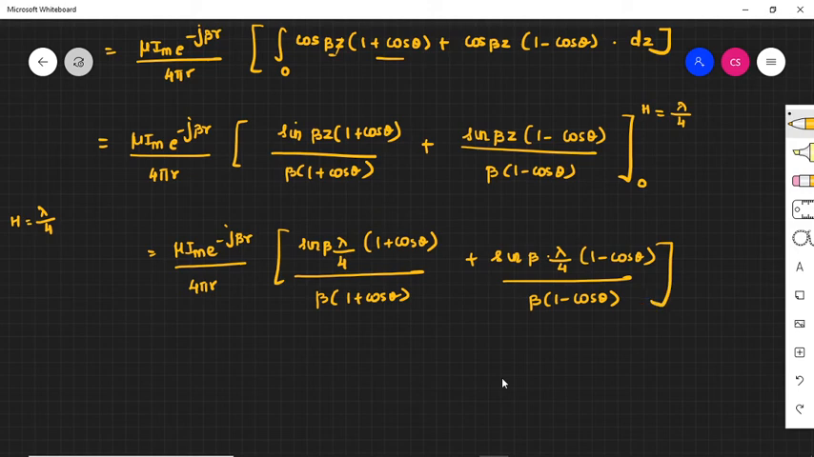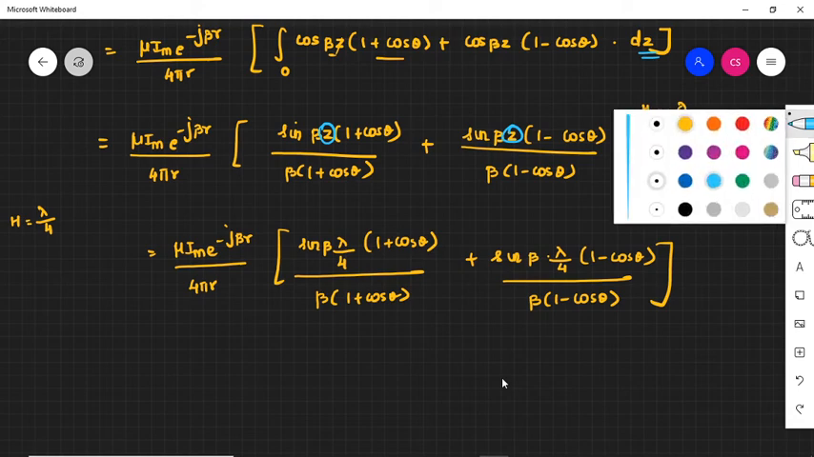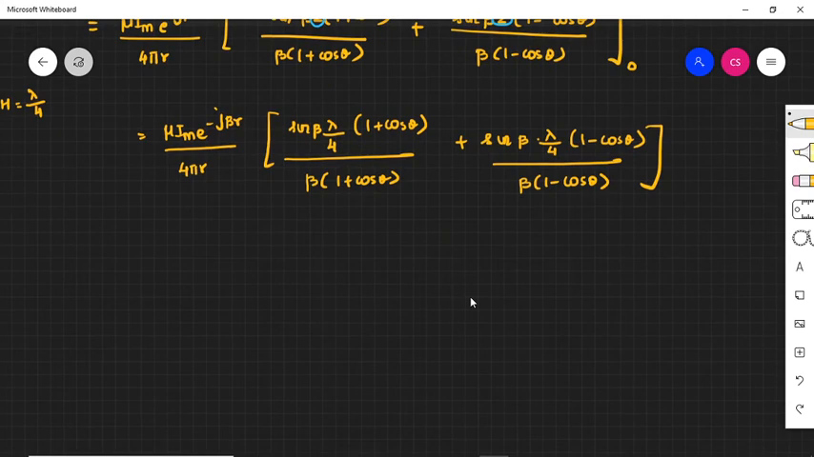So, we have substituted this limit in place of the z term that is present here because we know that it is integration with respect to z. So, I will replace the limit in place of z here. Fine. So, let us proceed further. We will try to simplify this term.